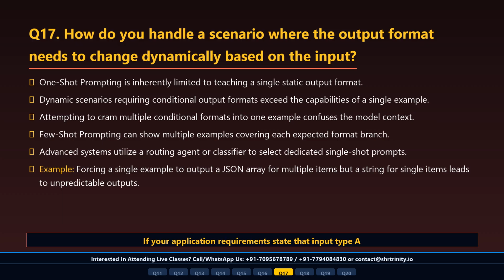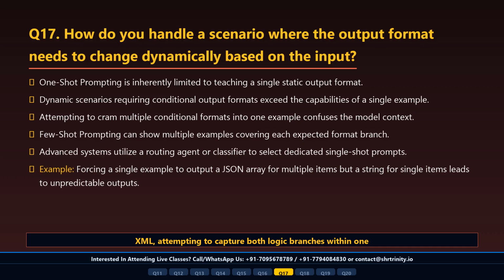Imagine an application where multiple items should return a JSON list, but a single item should return a plain text string. If you provide only one example displaying the JSON list structure, the model will apply that list structure to single items as well, breaking downstream application logic expecting a string. To solve this dynamically, you have 2 professional options.